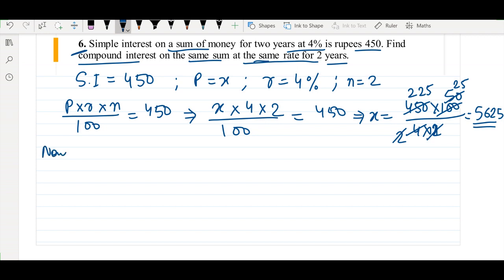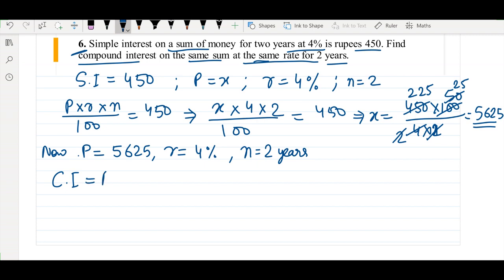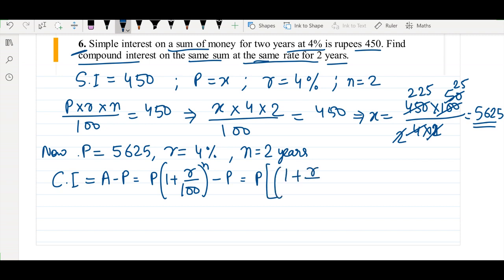So now P is given as 5625, same rate, so R is 4% and N is 2 years. So compound interest CI will be A minus P, which is P times 1 plus R over 100 to the power N minus P. Let's replace the value. We will get it as, or take P common, so it becomes 1 plus R over 100 to the power N minus 1.